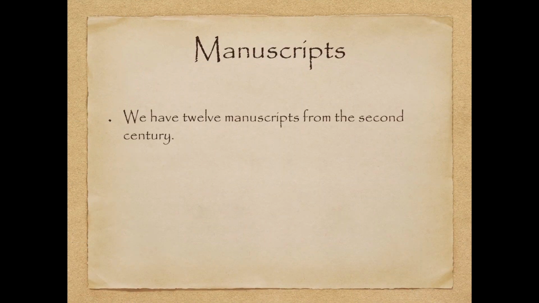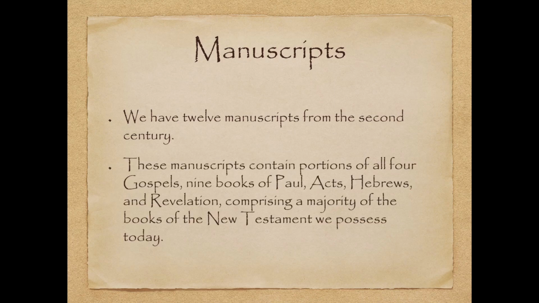We have 12 manuscripts from the 2nd century, i.e. within 100 years of the writing of the New Testament. These manuscripts contain portions of all 4 Gospels, 9 books of Paul, Acts, Hebrews, and Revelation, comprising a majority of the books in the New Testament we possess today. And again, no work of antiquity even comes close to the early attestation.